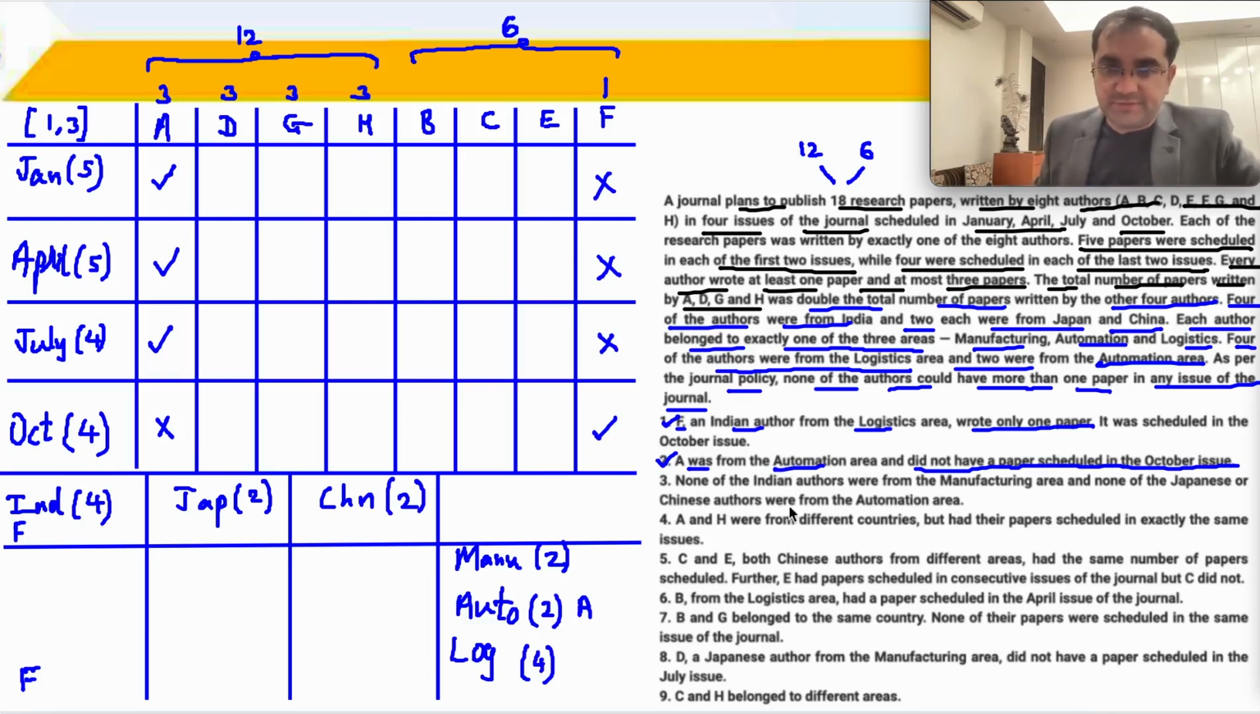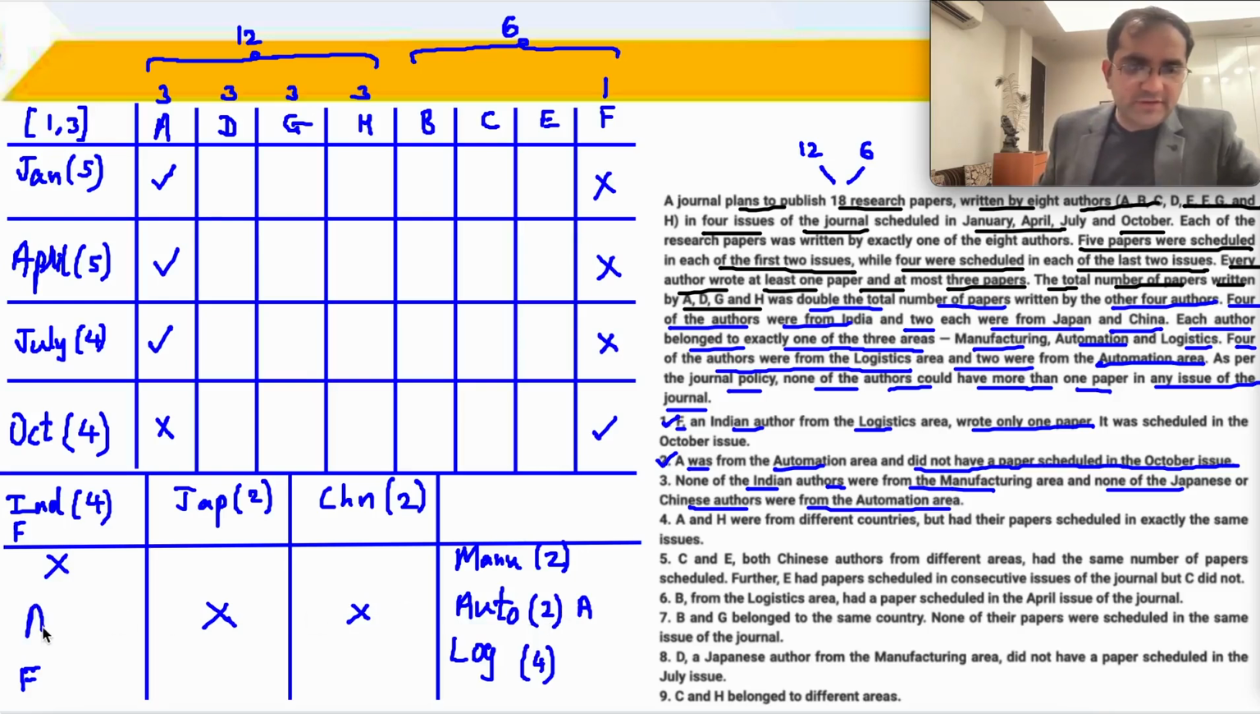None of the Indian authors were from manufacturing. None of the Japanese or Chinese authors were in automation. So these two people will be coming over here, and A will come here. So A is also Indian. Does that make sense? Very straightforward, smooth, going along easily.